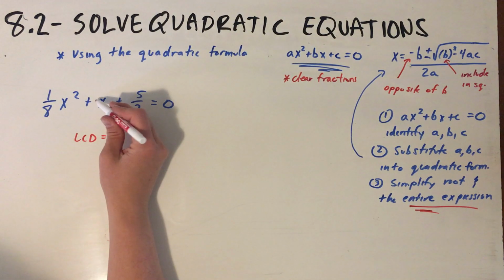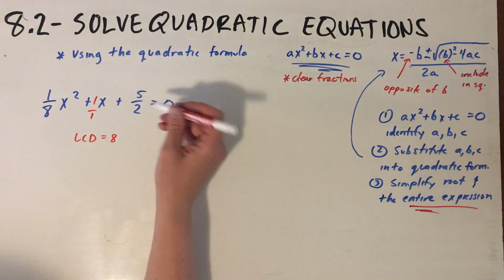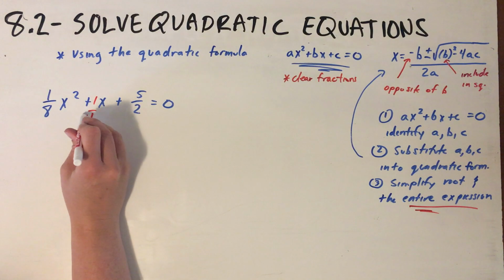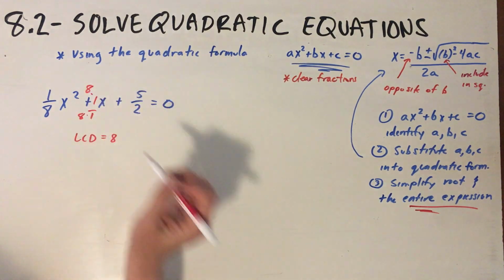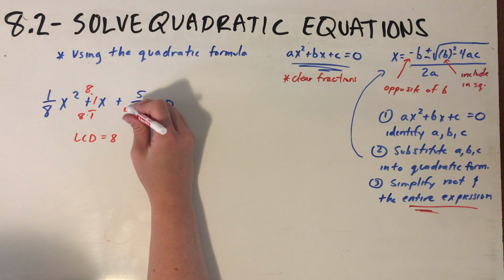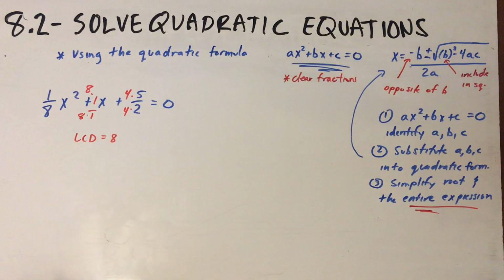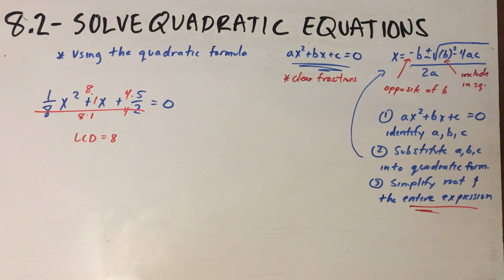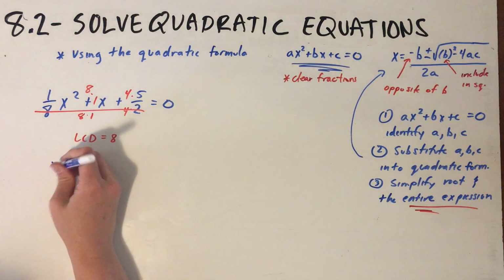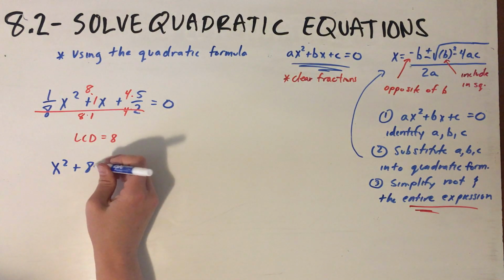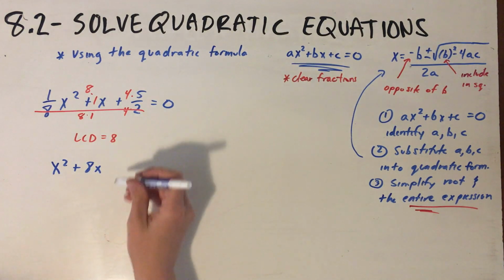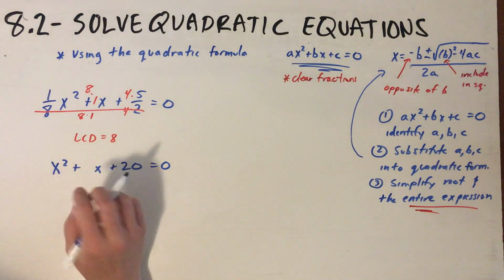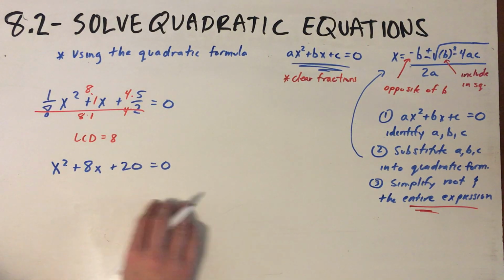This has a denominator of 8, but this denominator is 1, and this denominator is 2. So to make this a denominator of 8, I'm going to have to multiply both the top and bottom by 8. Here I'm going to have to multiply both the top and bottom by 4. When all the denominators are the same, you can just get rid of the denominators. So what would be left here is x squared plus 8x plus 20, and that would all be equal to 0. So now it's in this format.